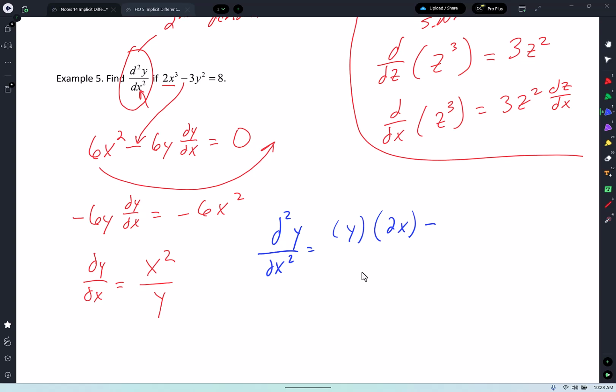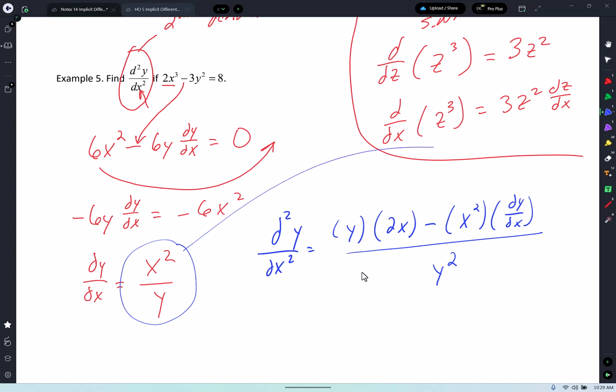2x minus top times the derivative of the bottom. What's the derivative of the bottom? dy dx, all over bottom squared. You don't want to see a dy dx? All you're going to do is substitute x squared over y into dy dx. See?